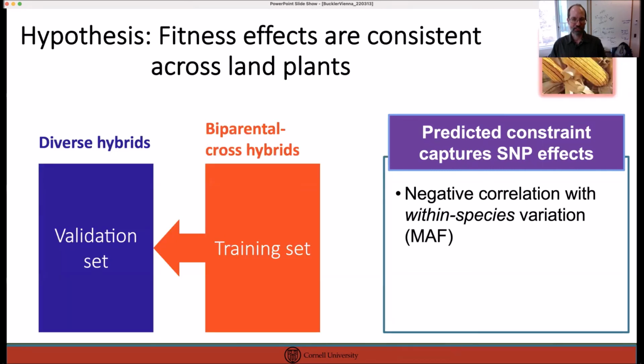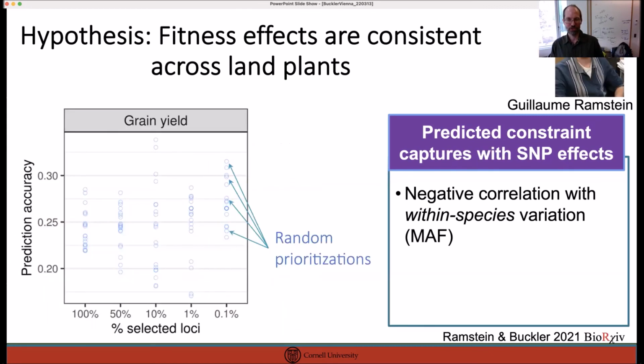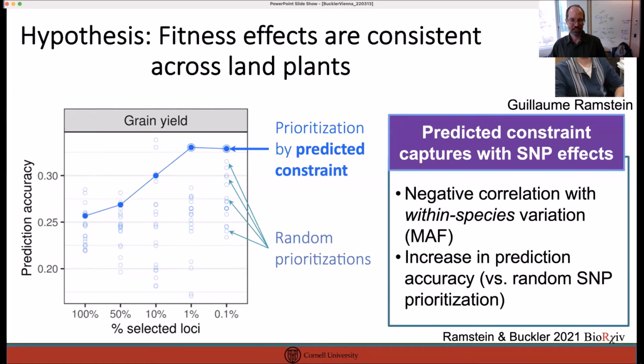And so then he went back to the same types of biparental cross hybrids, trained and validated that he was working on before, and did various random prioritizations using essentially weighting those deleterious mutations. And what he sees is if he focuses in on the most extreme deleterious mutations, he's getting up to about a 5 to 10% improvement in yield prediction.